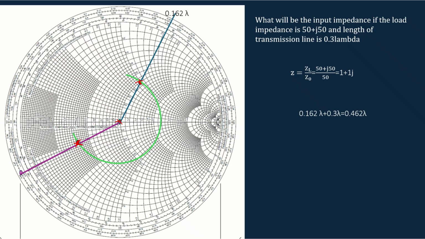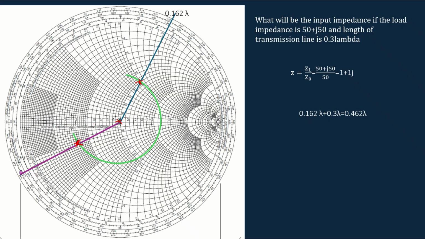This is the input impedance that will be seen when we connect a load of 50 plus 50j to a transmission line of length 0.3 lambda. From here to here, it is 0.3. So you got your input impedance. This is how you can calculate the input impedance.